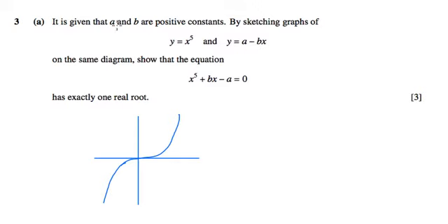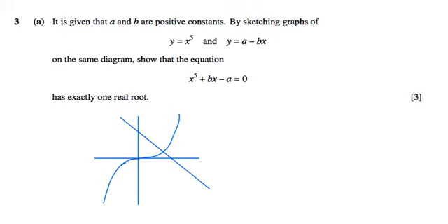A minus bx, given that a and b are both positive, that's going to have a negative gradient and a positive y-intercept. So negative gradient, positive y-intercept will look like that.